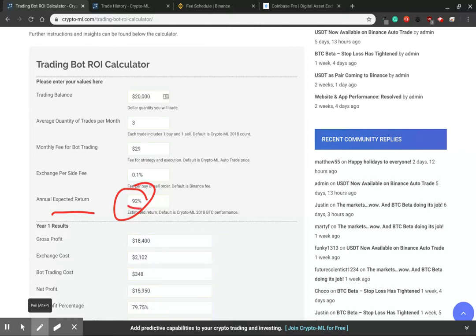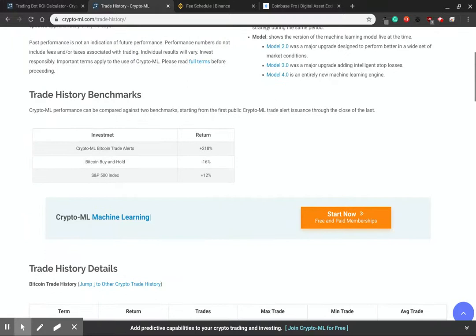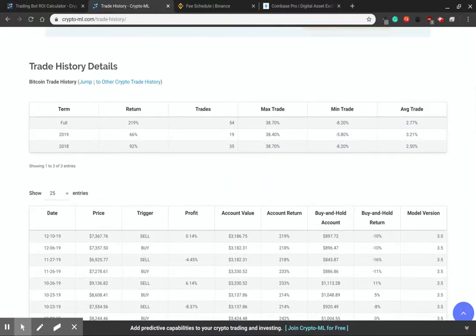The default, this 92%, that's based on the 2018 CryptoML BTC performance, and let me show you what I mean real quick there before we move on. So if we pop over to our trade history page and you scroll down, we post all of our trades publicly so that you can see the results. And what we're looking at here is 2018 for Bitcoin. There's that 92%. And you remember I said three trades per month on average. That's what this is here, looking at that. 35 is about three trades per month.